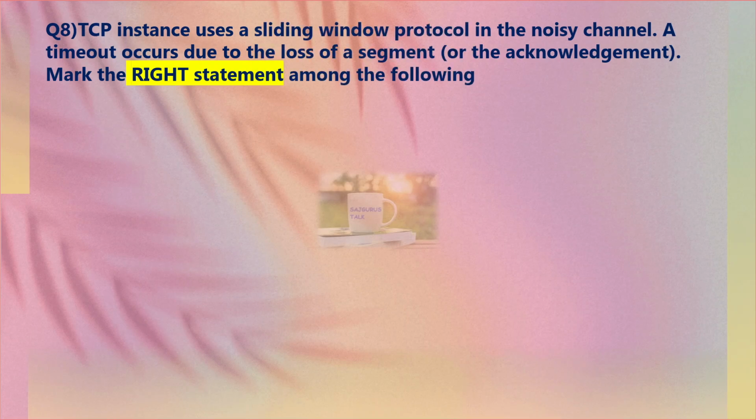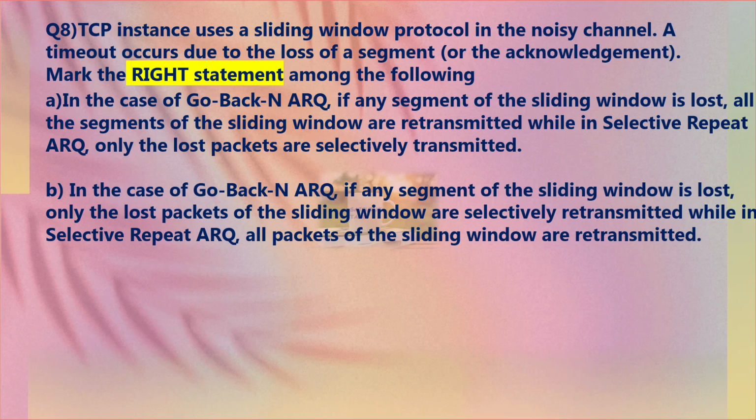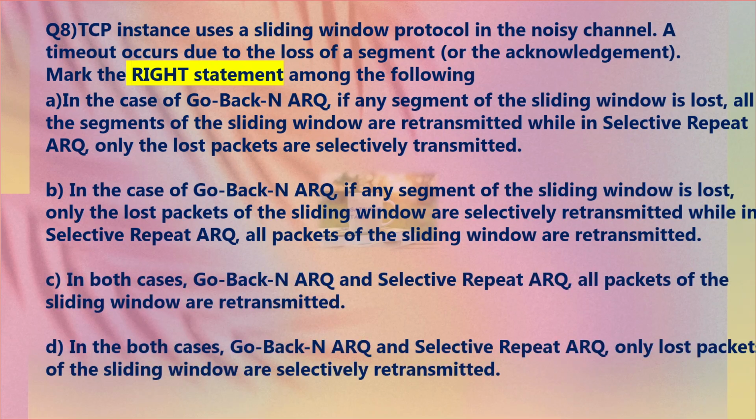Eighth one. A TCP instance uses a sliding window protocol in a noisy channel. A timeout occurs due to the loss of a segment or the acknowledgement. Mark the right statement among the following. Okay, so they are given A, B, C, D options.